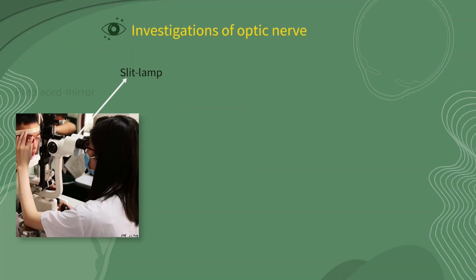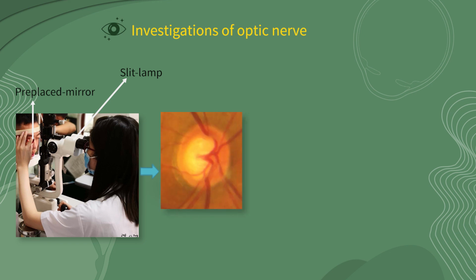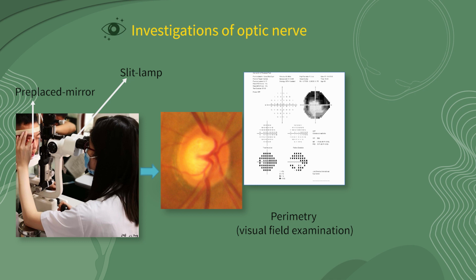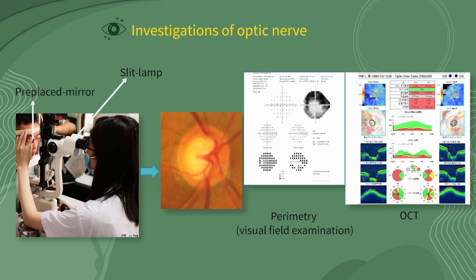Investigations of the optic nerve. We use a slit lamp and a preset lens to evaluate the optic nerve, including disc rim defects, disc hemorrhage, and cup-to-disc ratio. Visual field examination is used to measure the function of the optic nerve. The report is very intuitive, and the black spots indicate that the optic nerve function is impaired. OCT is an objective examination to assess the damage of the optic nerve fiber layer. The green color indicates normal, while the red color tells us that there is damage.